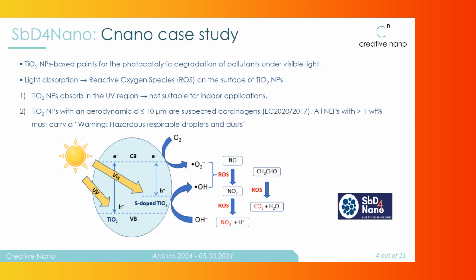I'm just going to say that there are still 2 problems that must be addressed, or let's say partially solved, which is first that TiO2 nanoparticles do not absorb in the visible, they only absorb in the UV region of the solar spectrum. So for example, the respective paints are not as efficient indoors where the UV light is limited.